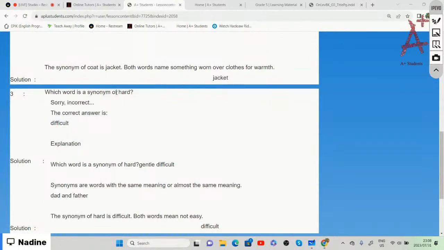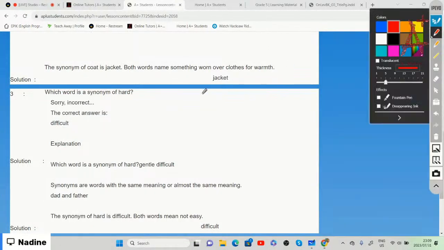Which word is a synonym of hard? So the word that is the same as hard, or almost the same as hard. If something is very hard, then you can also say something is difficult. Like, I am struggling, this is so hard. It is difficult to do. It is hard to complete. Which means that the synonym of hard is difficult, which basically means that whatever you are doing is not easy.